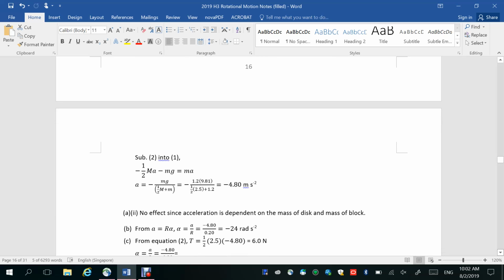Okay, B part 2, what is the effect on the acceleration if the radius is doubled? You can see from here that there is no effect, because the acceleration is just dependent on the mass of the block as well as the mass of the disk.